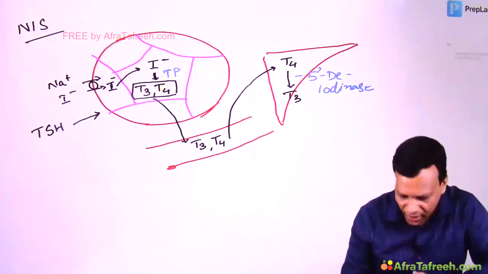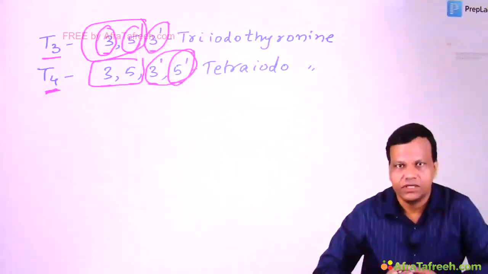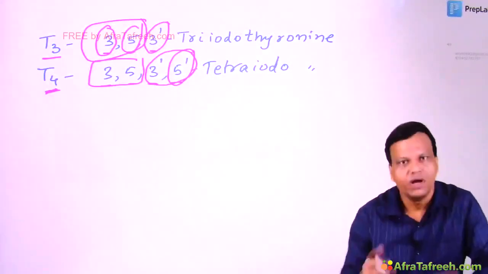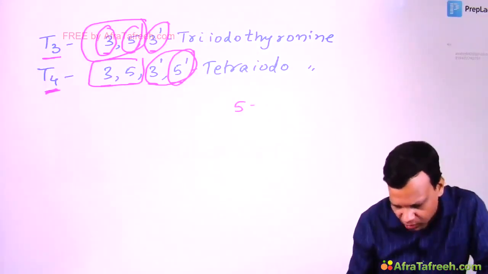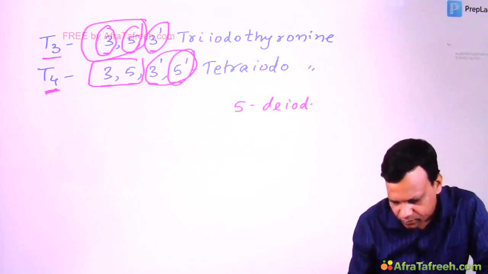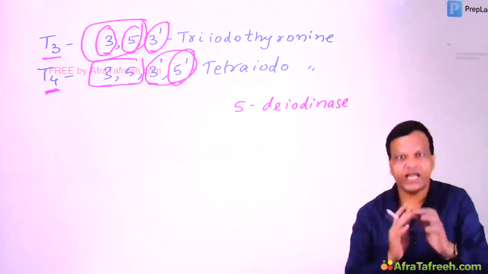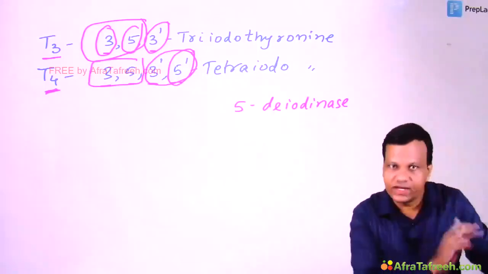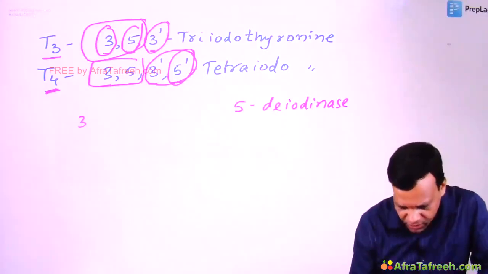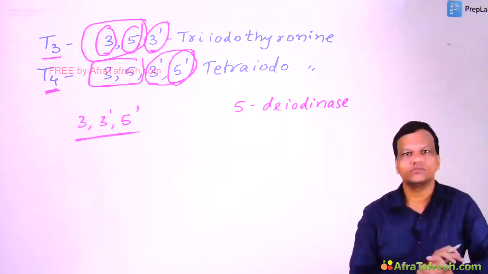Okay. But there is another enzyme which removes the iodine from the 5 position, called 5-deiodinase. So what will happen if 5-deiodinase works? It will remove iodine from the 5 position. So what will be left? It will form 3 prime, 5 prime triiodothyronine.